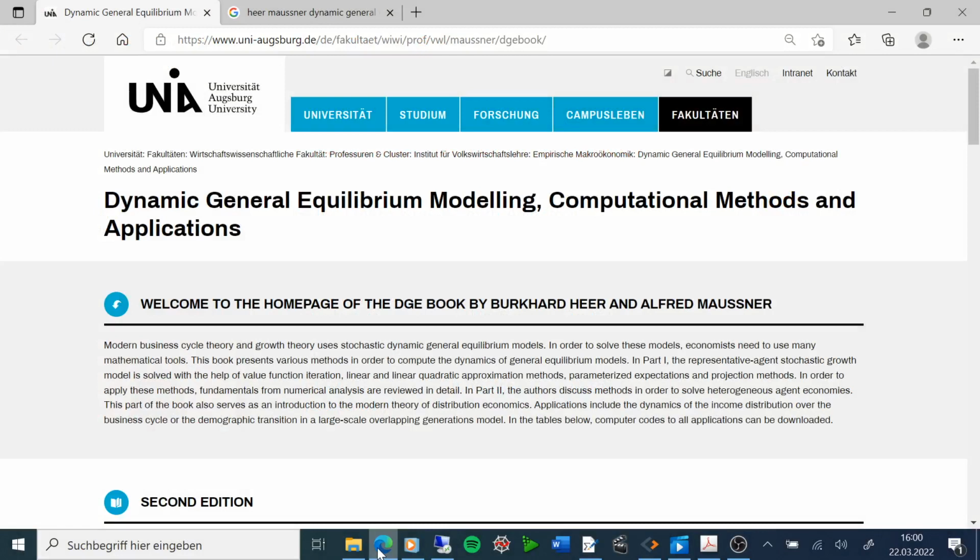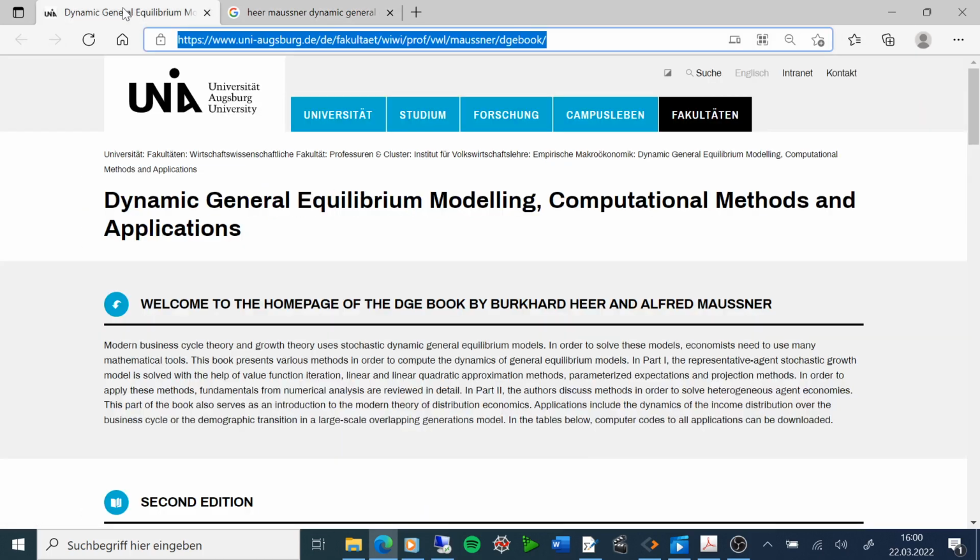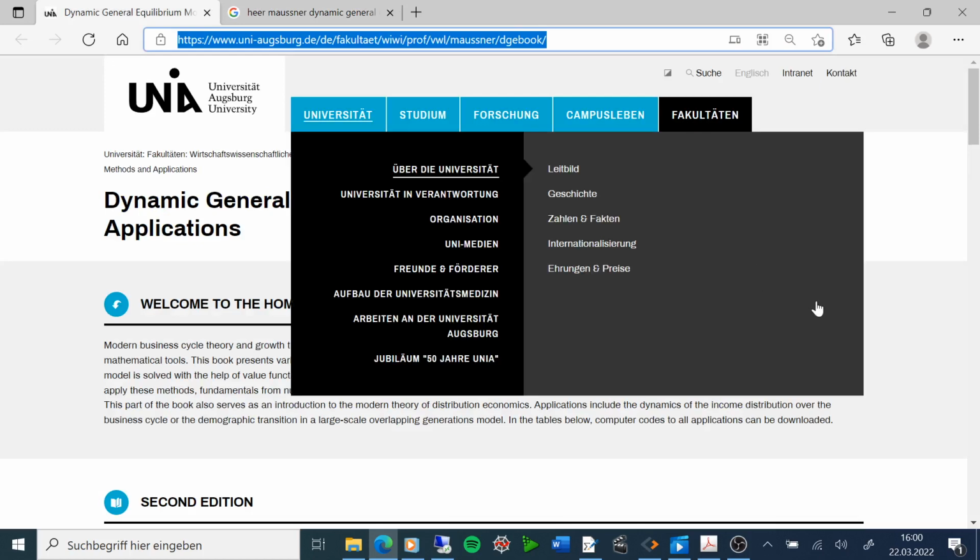So this is the homepage here of Dynamic General Equilibrium Modeling, Computational Methods and Applications. You find the address, of course, up here. But you can just Google it by typing Heer Maussner Dynamic General Equilibrium Modeling, and the first entry here is already our download page for our book on dynamic general equilibrium modeling.